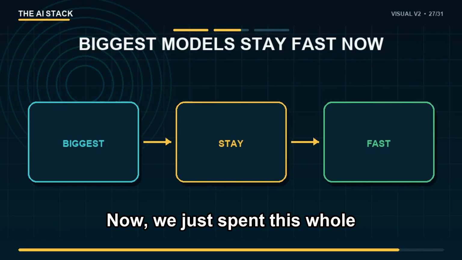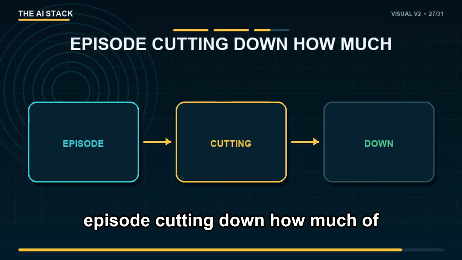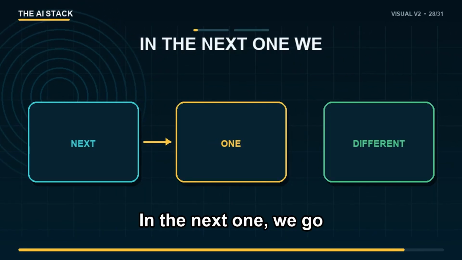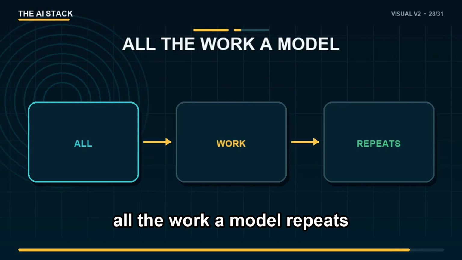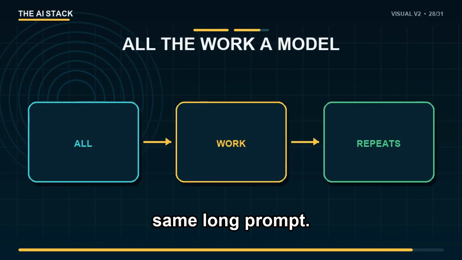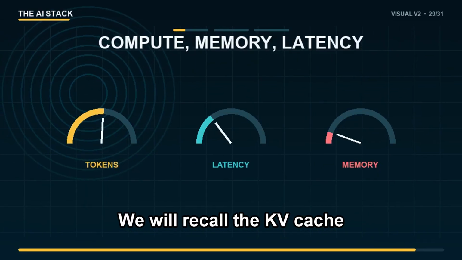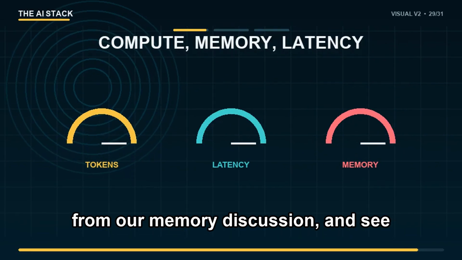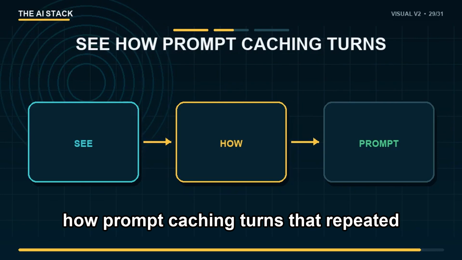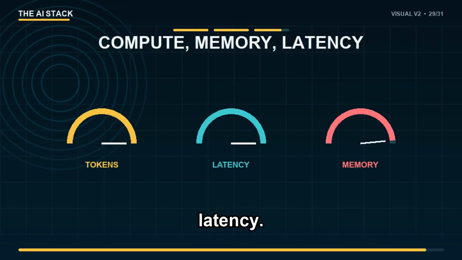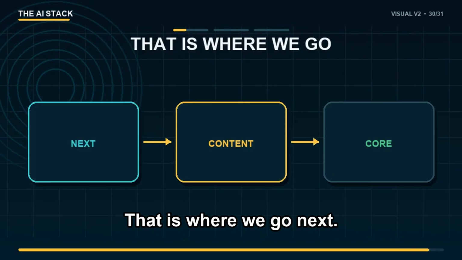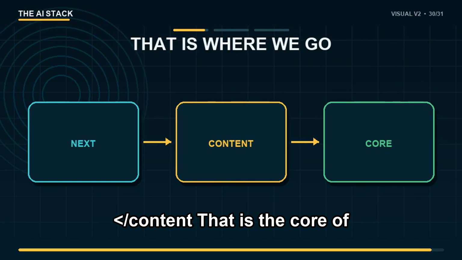Now, we just spent this whole episode cutting down how much of the model runs. In the next one, we go after a different kind of waste, all the work a model repeats every single time it reads the same long prompt. We will recall the KV cache from our memory discussion and see how prompt caching turns that repeated work into something you compute once and reuse, cutting real cost and latency. That is where we go next.